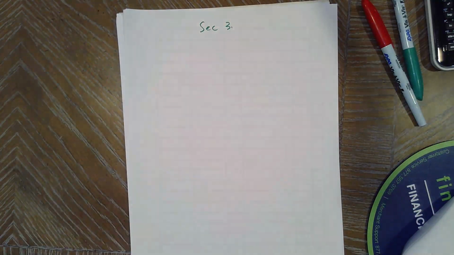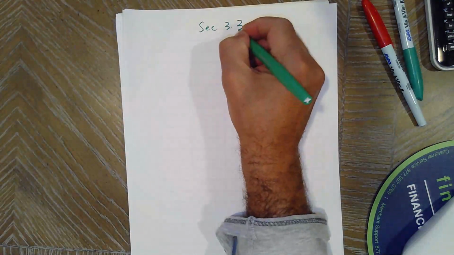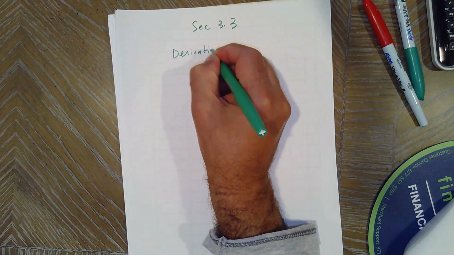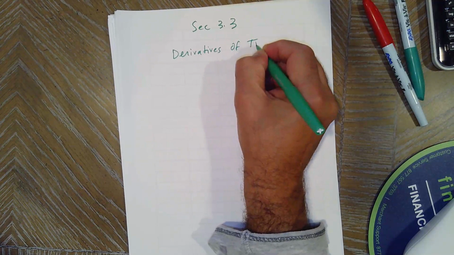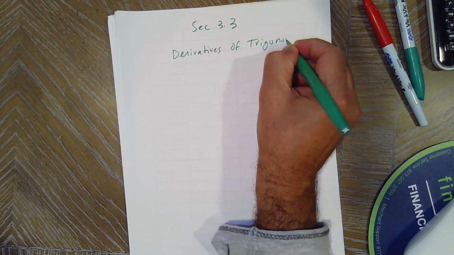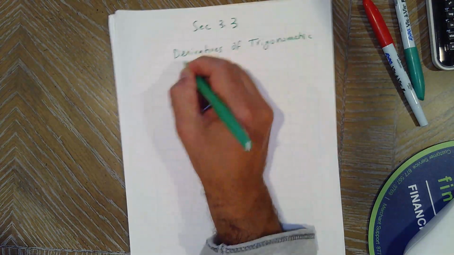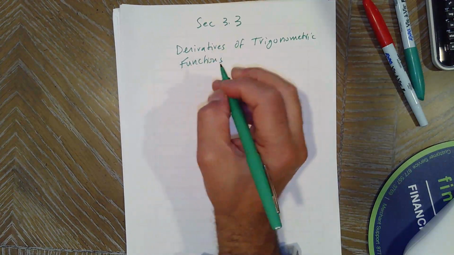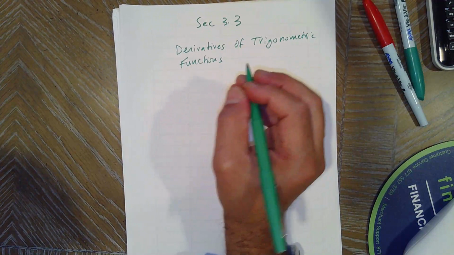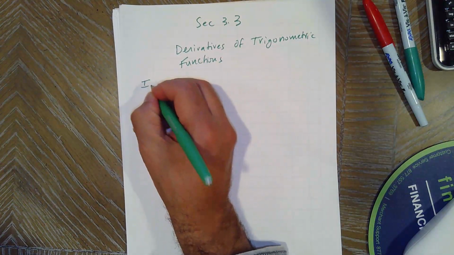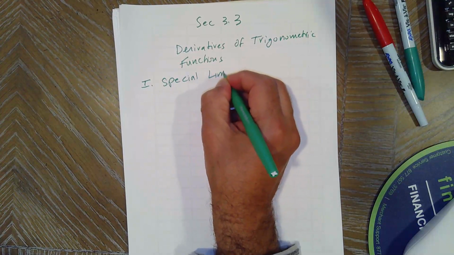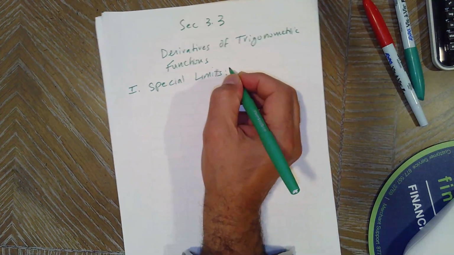So in this section I'm gonna go over section 3.3, which is derivatives of trig functions. And to do that, to prove those rules, we need some special limits. So we're always going back to limits, as you know. It's the most important concept in calculus.